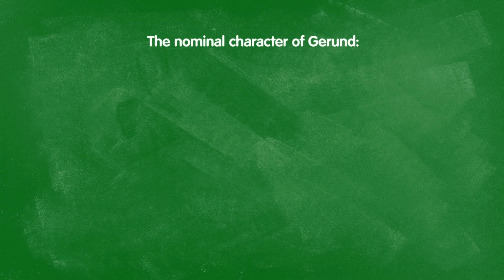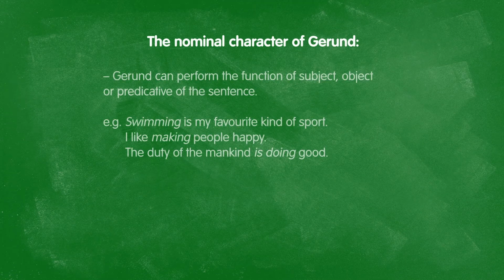Now, we should also say that gerunds have two forms that we will talk about today, nominal and verbal forms. Now, to be more precise, I'd like to focus on the nominal character of a gerund. To begin, the gerund can form the subject, the object or the predicative of a sentence. Like in the examples, swimming is my favorite kind of sport, or I like making people happy, and finally, the duty of mankind is doing good.